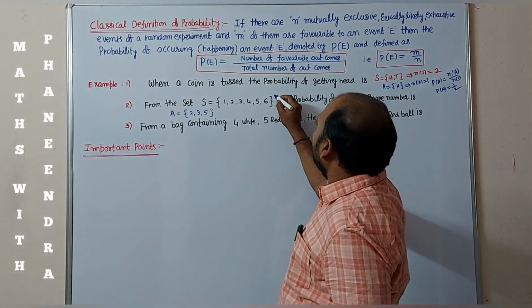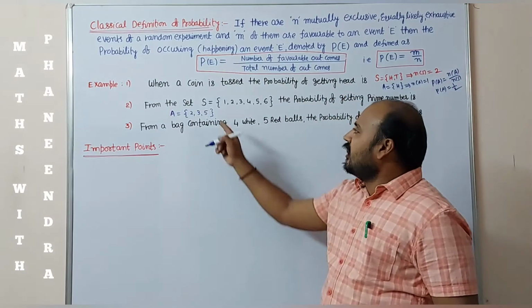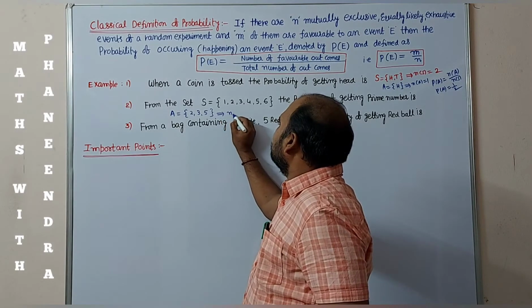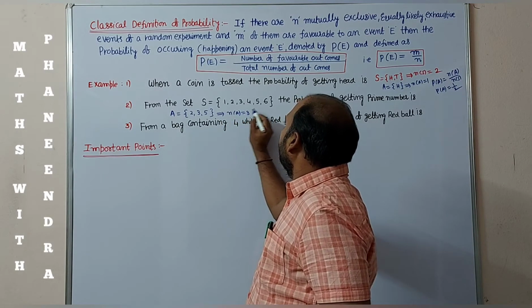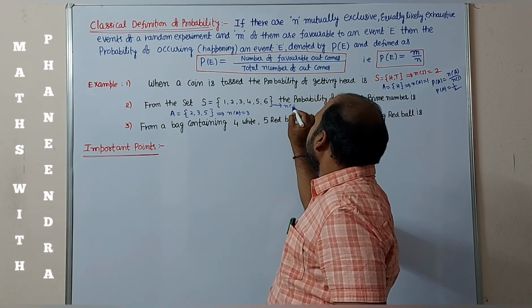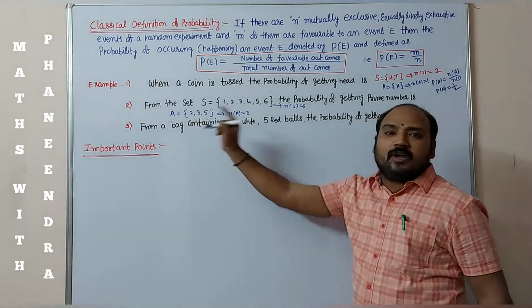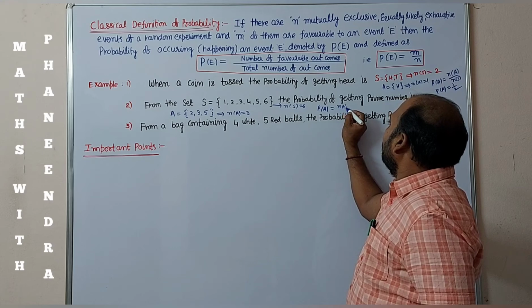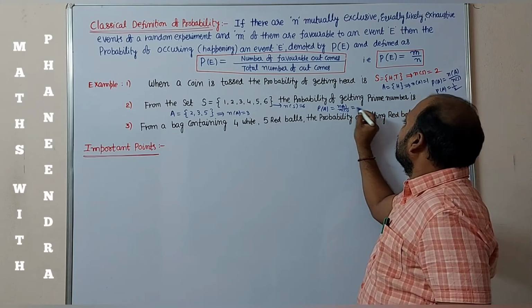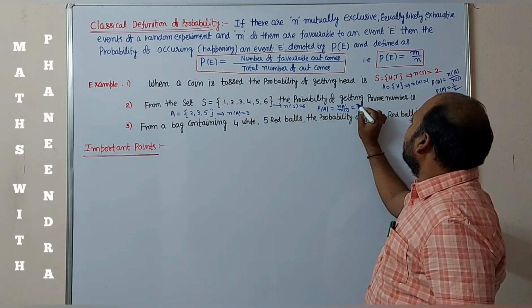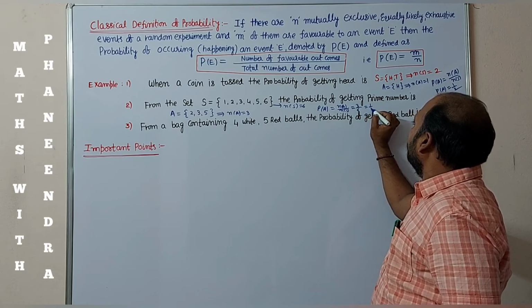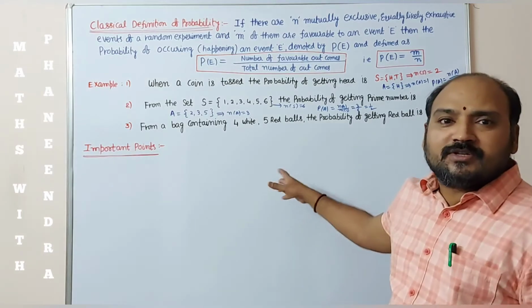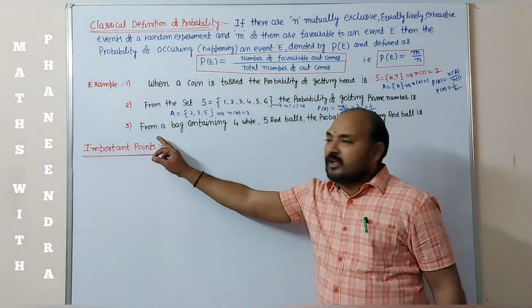N of S is equal to the total possibility, 6. N of A is equal to the favorable outcomes, 3. Therefore the probability of A, P of A, is equal to N of A by N of S, which is 3 by 6, that is 1 by 2. Do you understand, dear students? We'll move on to the next question.